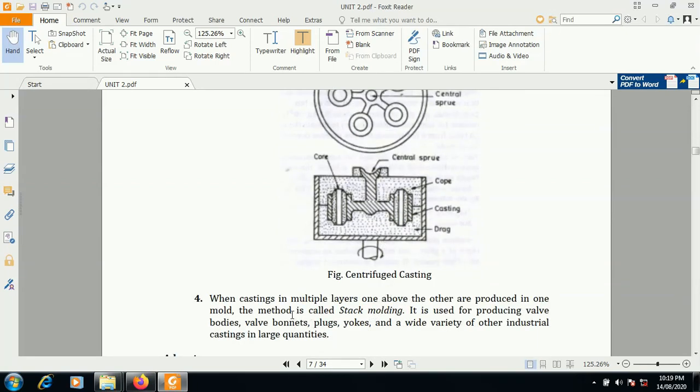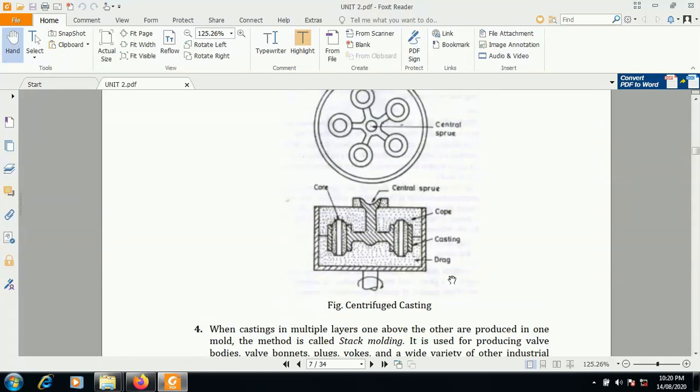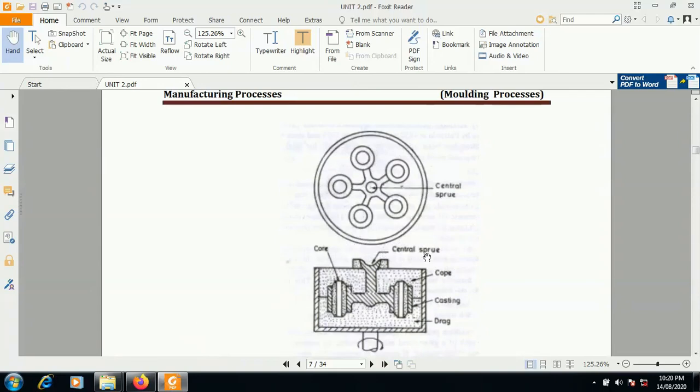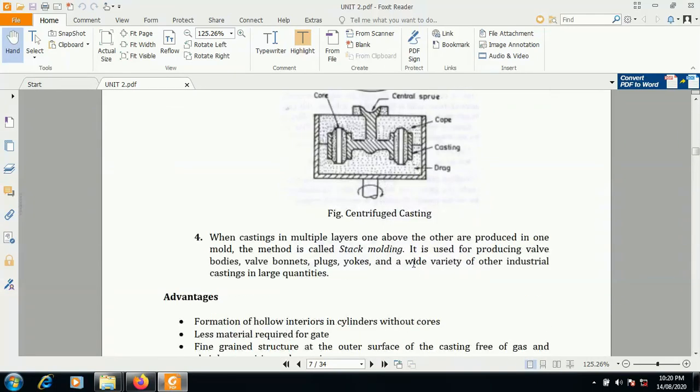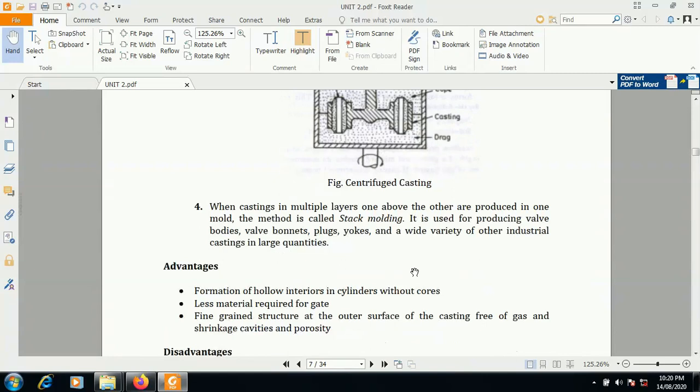Here the castings are manufactured in multiple layers, one above the other, and produced in a single mold, and that method is called stack molding. This is applicable to centrifuge as well as semi-centrifugal casting processes. This method is suitable for manufacturing valve bodies, valve bonnets, plugs, yokes and a wide variety of other industrial components which have a small size and are needed in large quantities. This is the total about the centrifugal casting process. We will see its advantages.